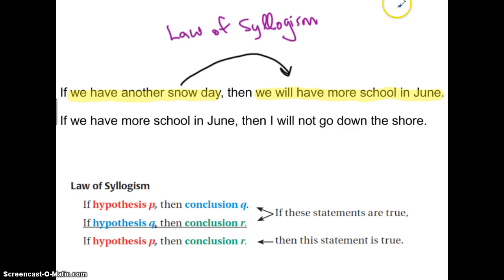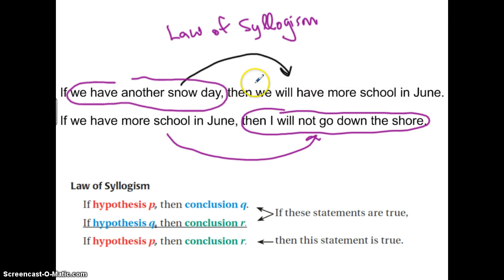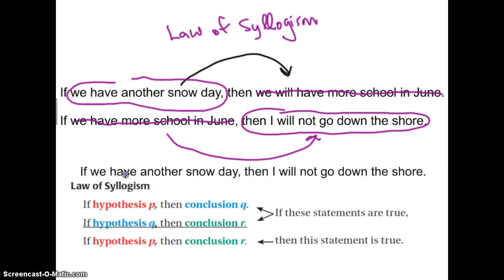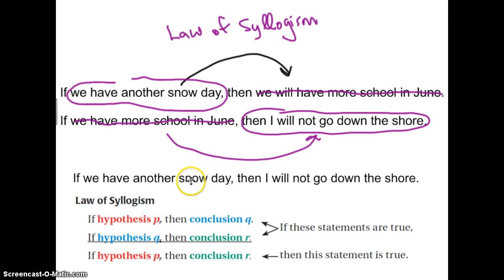So now we know we have more school in June. Well, that guarantees this hypothesis right here. And if that hypothesis is guaranteed, then this conclusion is guaranteed. So basically what happens is we can cut out the middleman. If we have another snow day, then I will not go down the shore. So the law of syllogism is going to allow us to cut out this middleman. These parts have to be the same. We will have more school in June. We have more school in June. And we can write a new conditional statement to represent the situation. If we have another snow day, then I will not go down the shore.